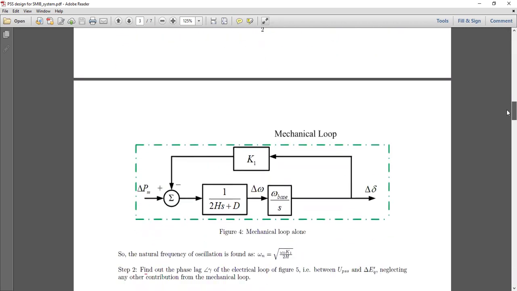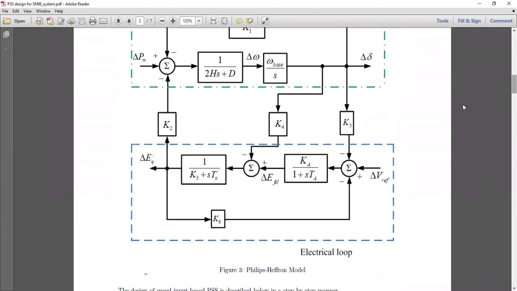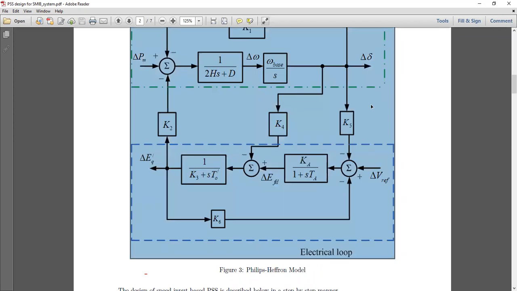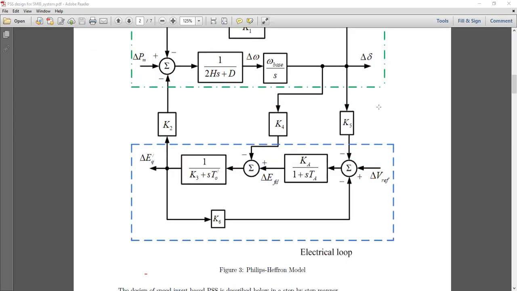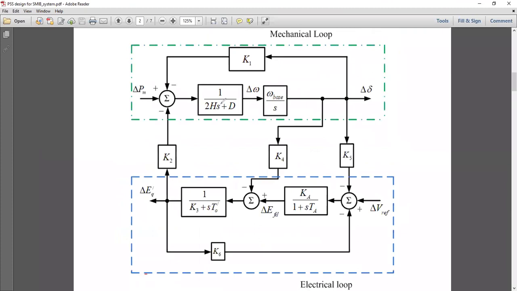So first of all, we have separated the loops. To do that, you have to assume that the signals transferred from electrical to mechanical or mechanical to electrical are not available. Okay, this transfer of signals is to be ignored for the time being. And another thing that you have to ignore is this damping. So assume that this D is 0. That means system damping is not present at all. So these are the assumptions.